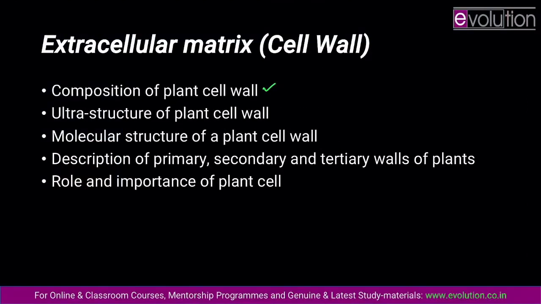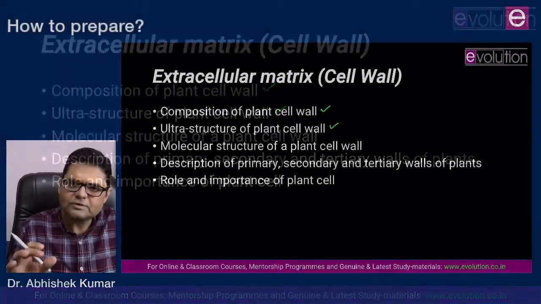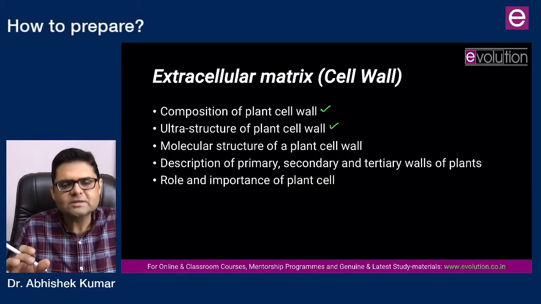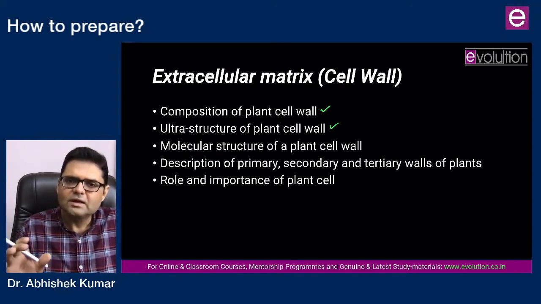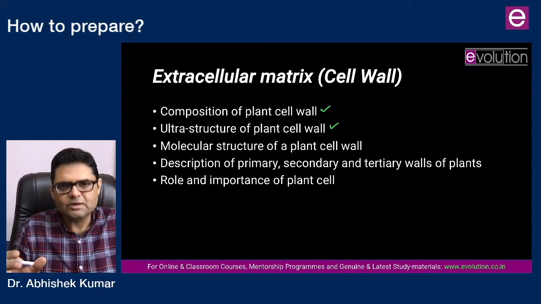Next one is the ultrastructure of the plant cell wall. The plant cell wall, as we see from the electron microscope, is what you have to do. Molecular structure of the cell wall will include how the different components of the cell wall, that is cellulose microfibrils, hemicelluloses, pectin materials, and structural proteins, these are the 4 components, how do they associate with each other, and they give rise to the 3-dimensional structure of a plant cell wall. That's the molecular structure of the cell wall.